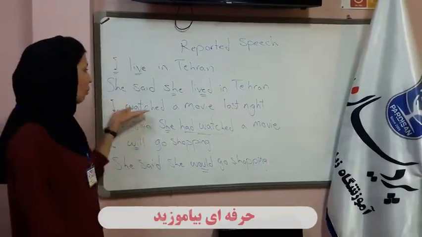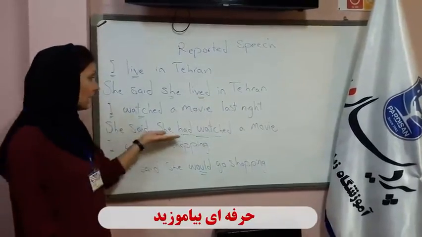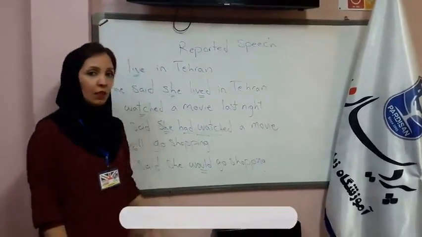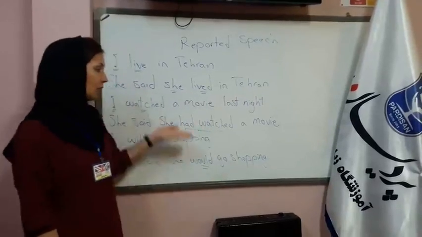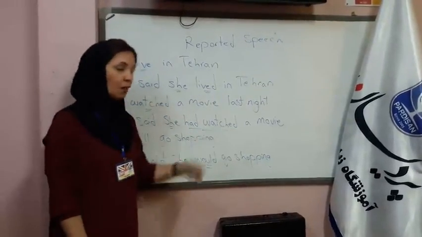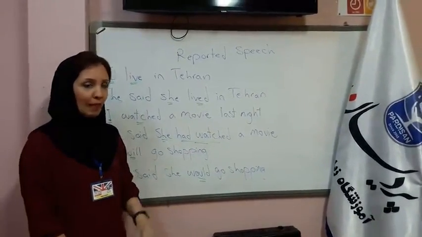Another example. I watched a movie last night. This is my sentence. She said she had watched a movie. I, she, watched, had watched. This is simple past. This is past perfect. So we change the tense to one tense back.